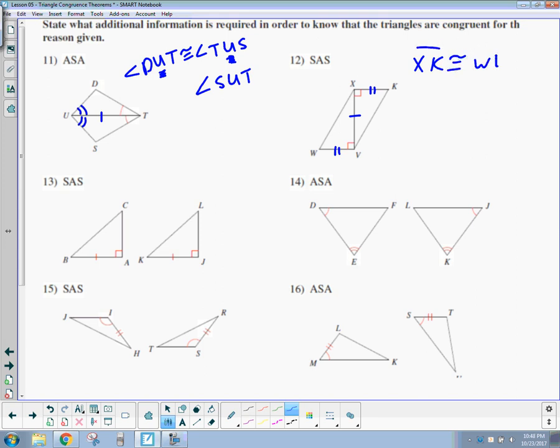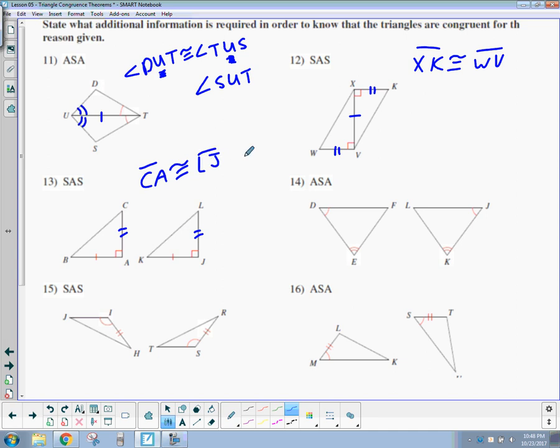13, side, angle, side. We have a side. Here's an angle. We just need one more side. This one's oriented the same way, so I'm just going to put the tick marks there. So CA needs to be congruent to LJ. Cool.